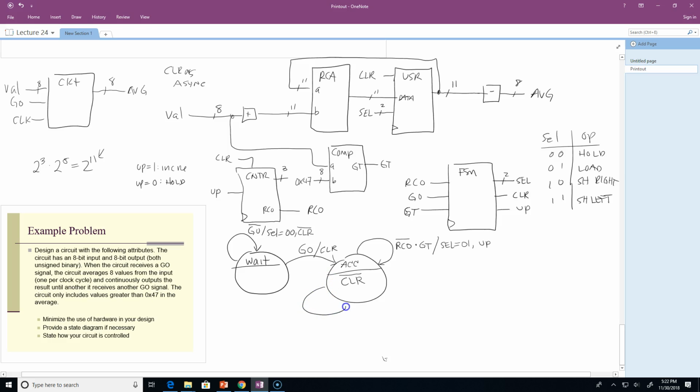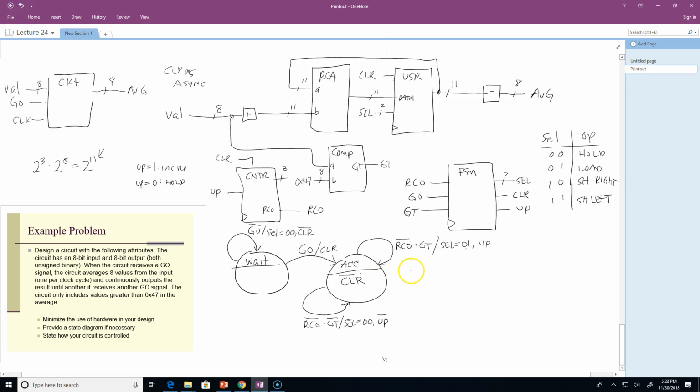So let's keep going. RCO not, GT not. That means I haven't got RCO, and the current value is not greater than 47, so I'm not going to add. I'm going to look over here and steal this information. SEL equals, that means I want to hold it. I don't want to load this. I'm holding it because I don't want to add that new value. I don't want to do an accumulation, and by all means, I don't want to count up. I think I'm done with that.